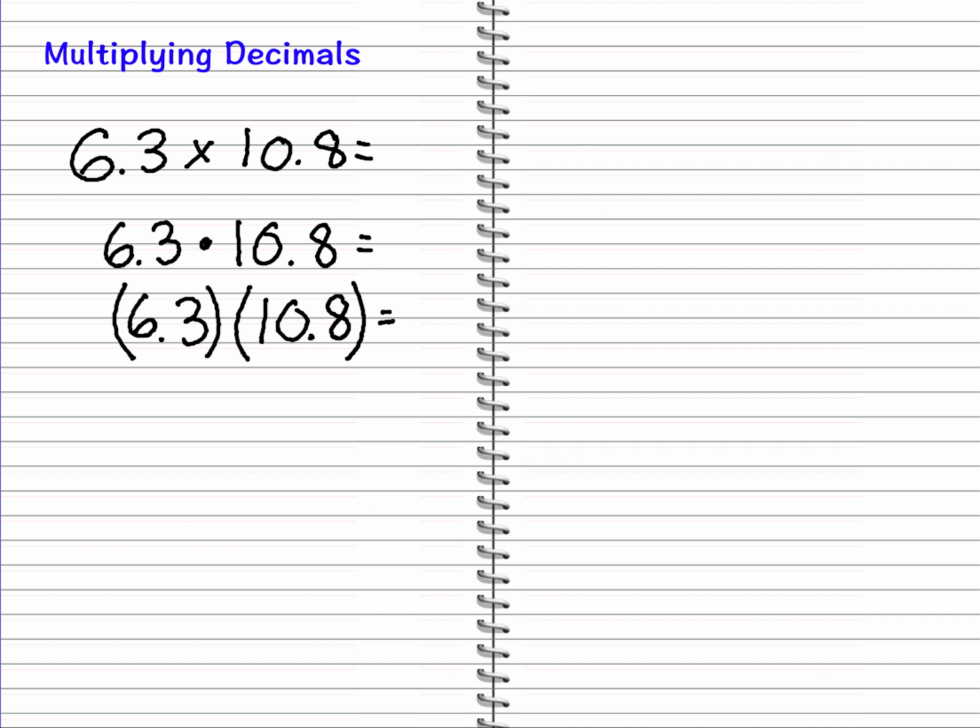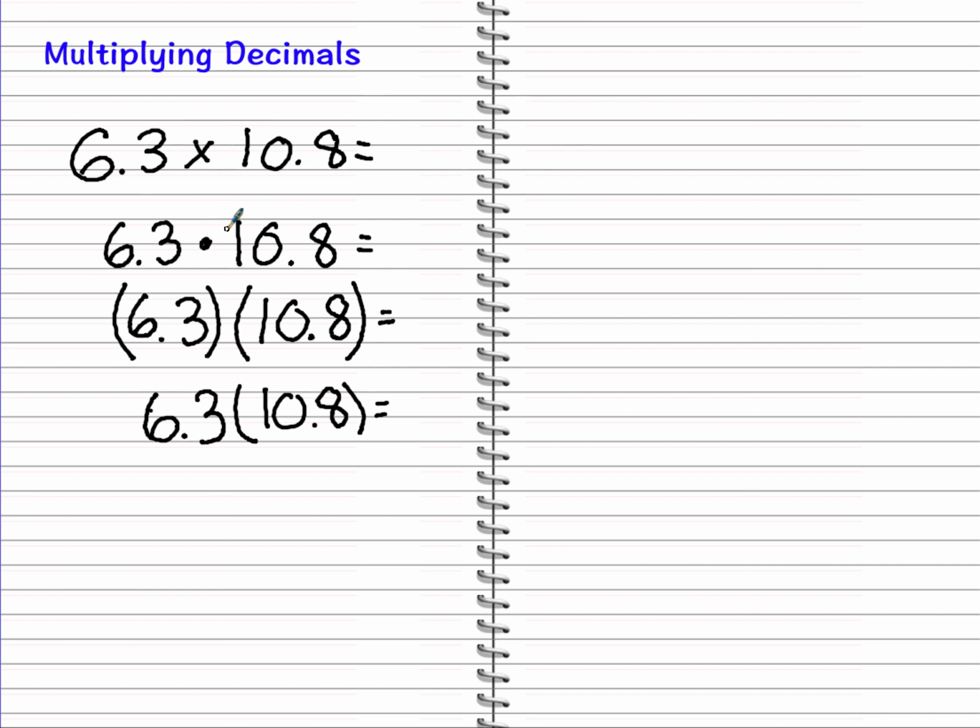All right, so today we are going over multiplying decimals. This is just a refresher from yesterday. All of these different forms mean to multiply. You could have the regular multiplication sign, a dot, or two parentheses next to each other. Another way to show multiplication is sometimes there are problems where you'll see 6.3 times 10.8. Whenever there are two things next to each other, it means to multiply. All right, so we're going to go ahead and go over it.